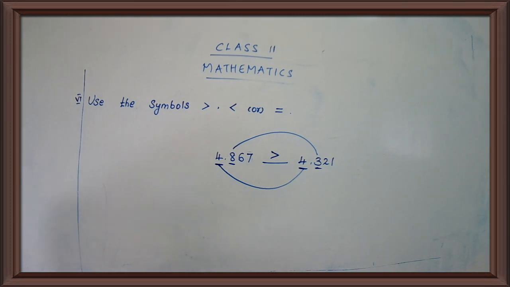Okay. When two numbers are equal, we have to use the equal symbol. Okay, if the two numbers are equal, we have to use the equal symbol. Okay children, now see the next one.